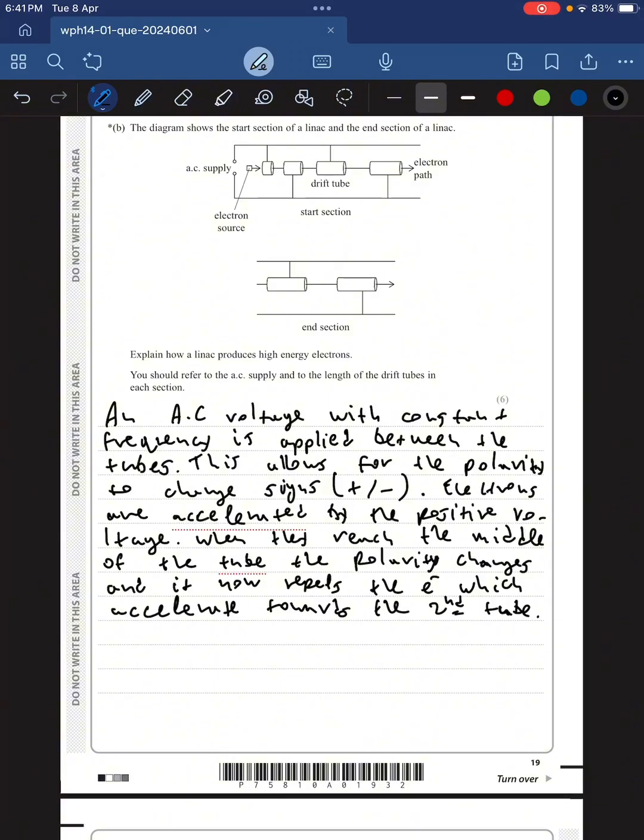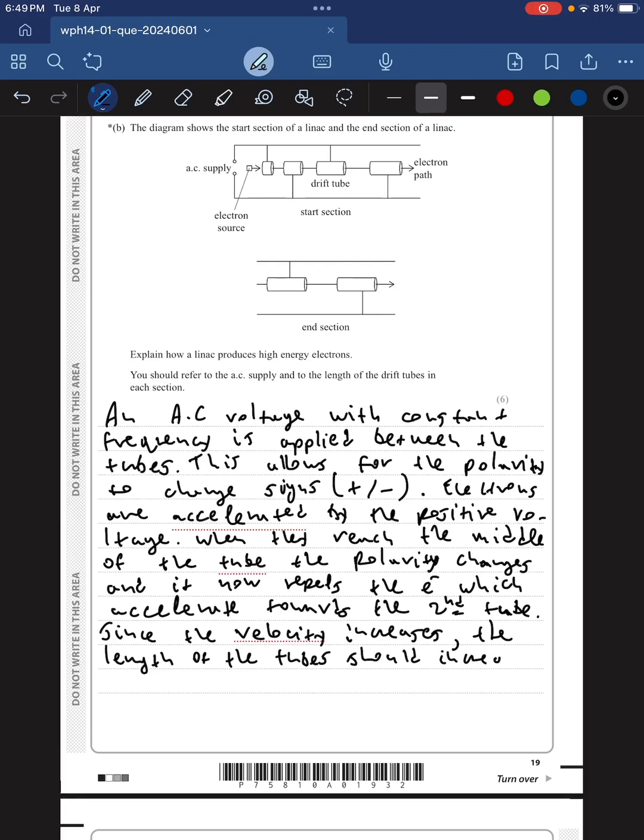Okay, since the velocity increases, the length of the tubes should increase to account for the increased velocity of the electrons. All right.